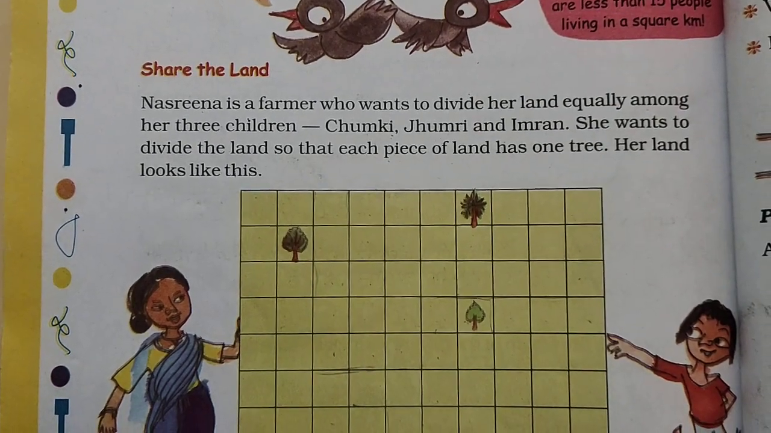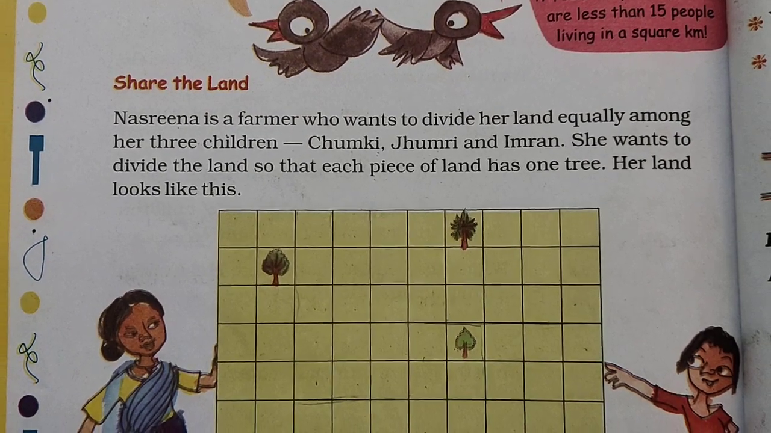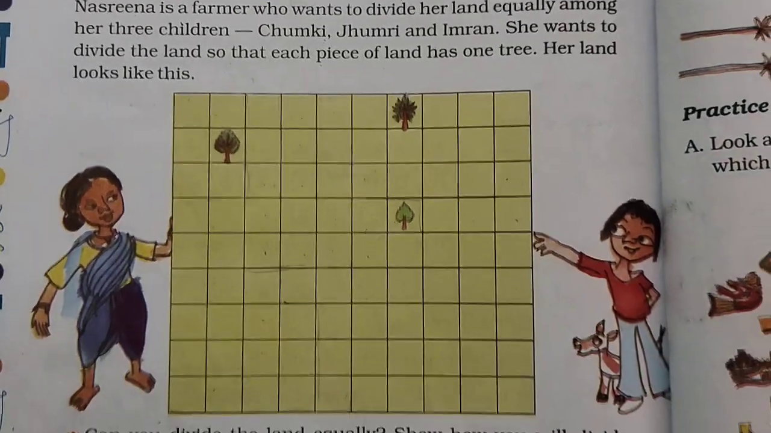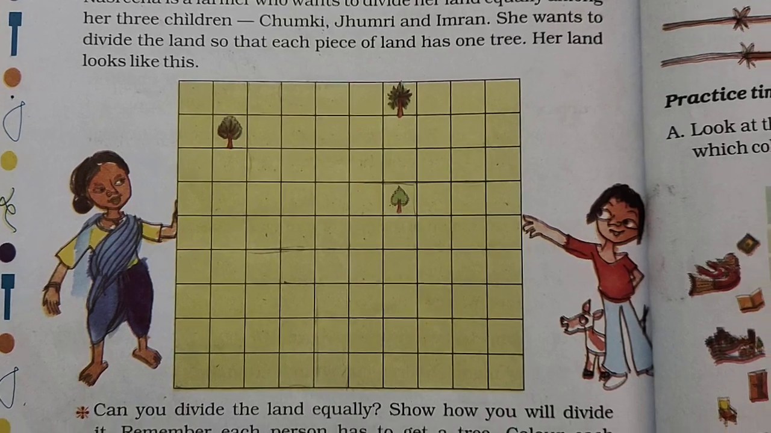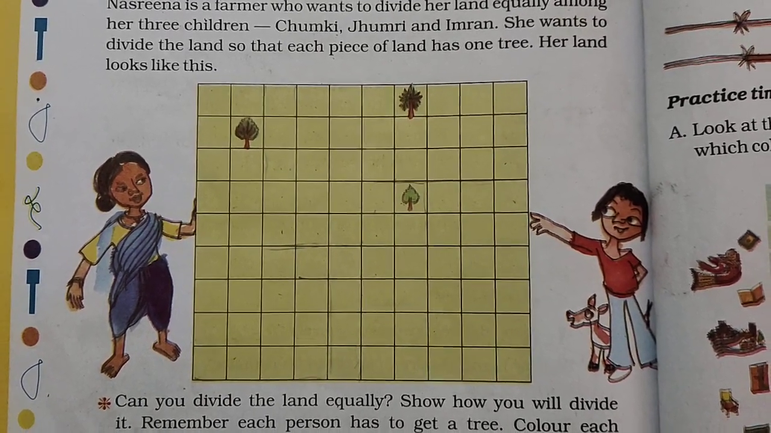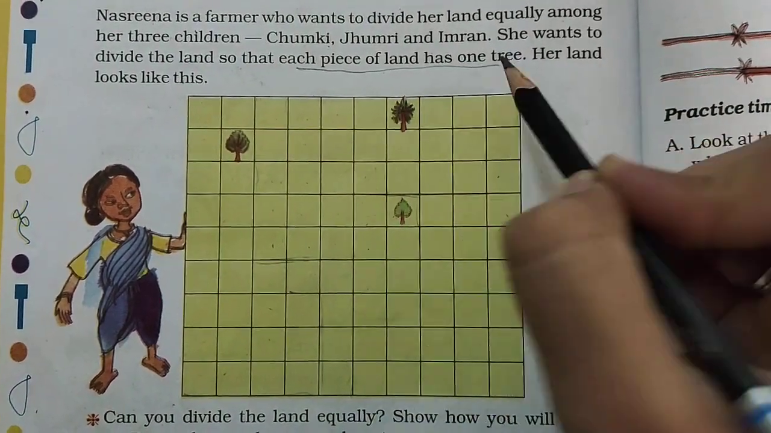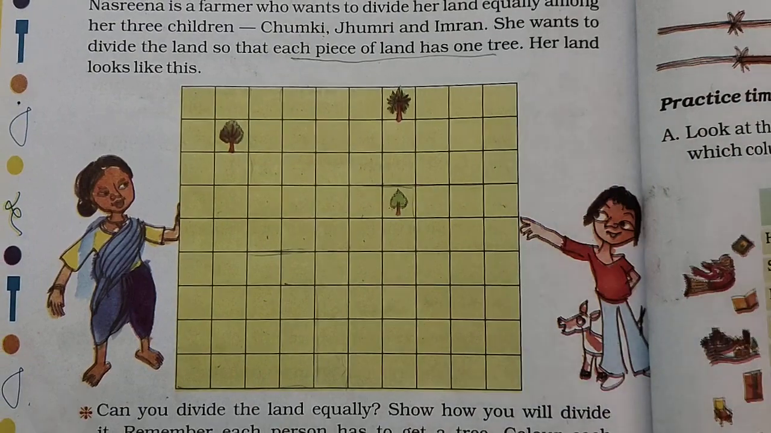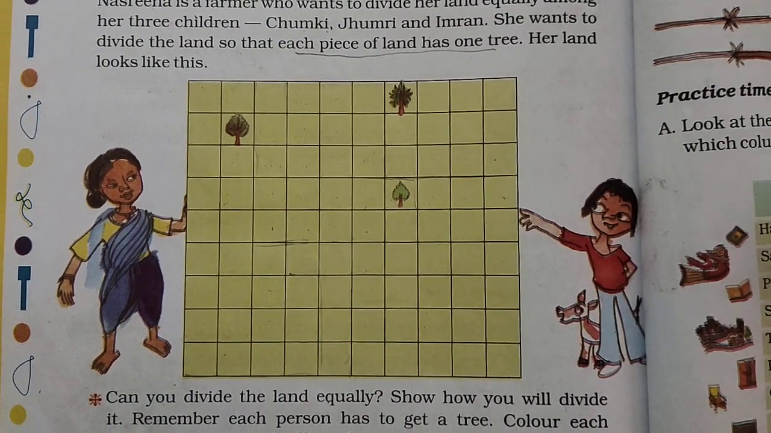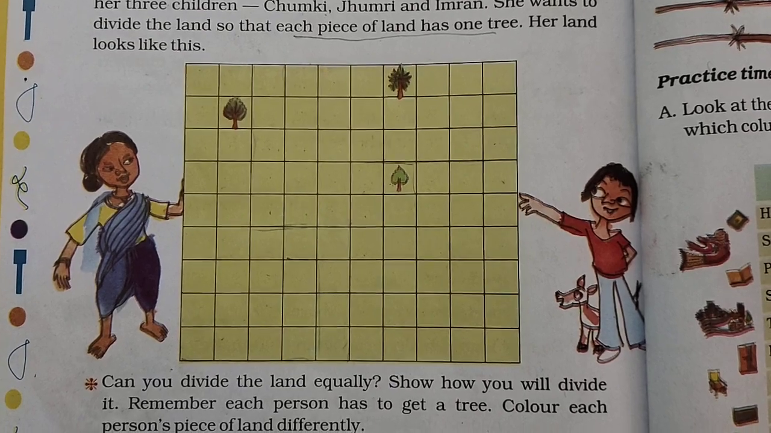She wants to divide the land so that each piece of land has 1 tree. Her land looks like this. She wants to divide the land in such a way that each piece has 1 tree. Here the trees are there. This land we are supposed to divide into 3 equal parts.